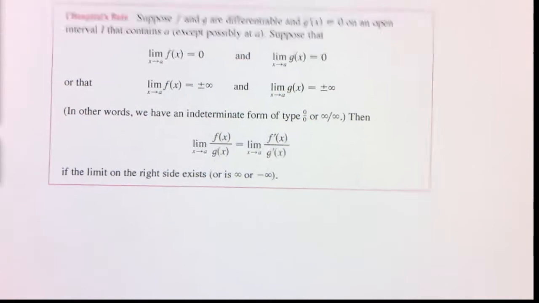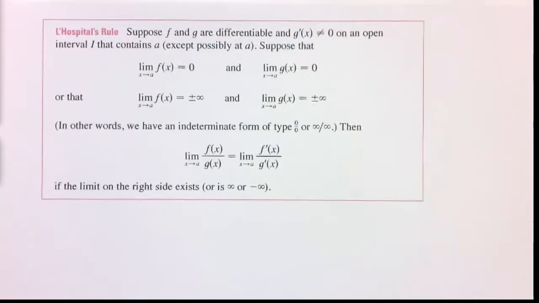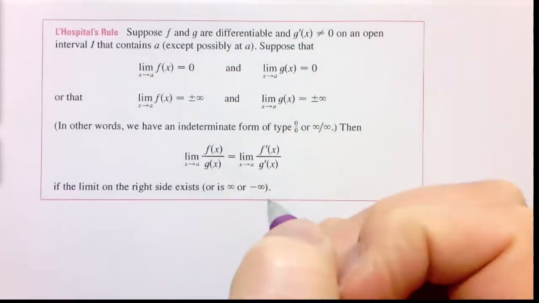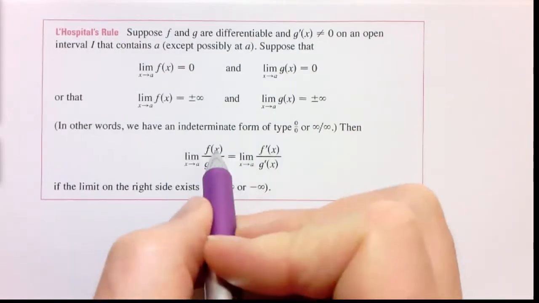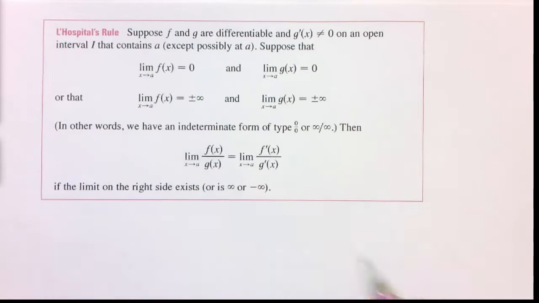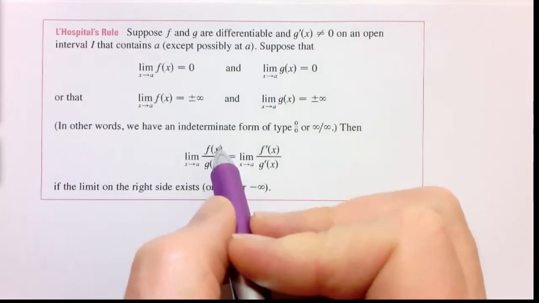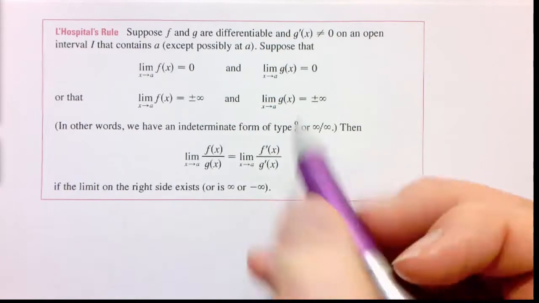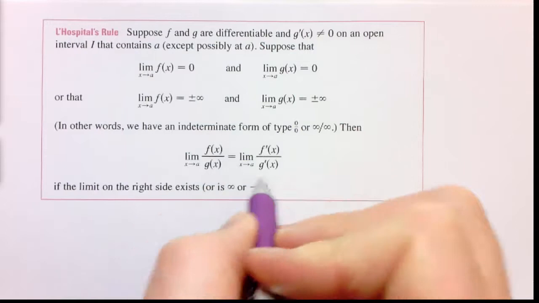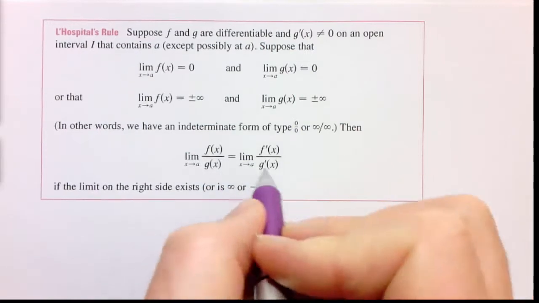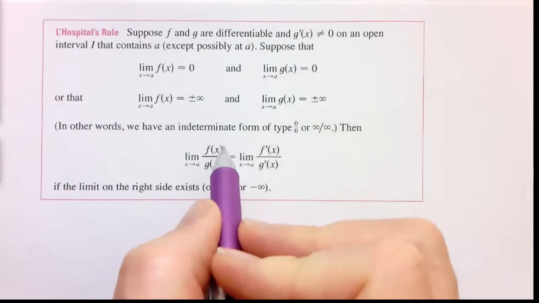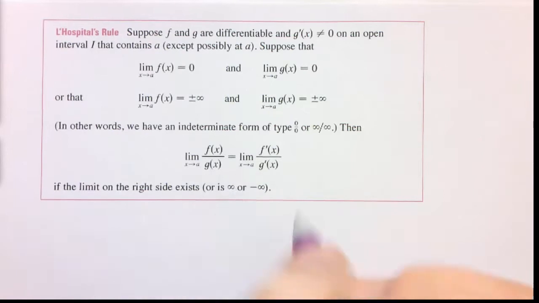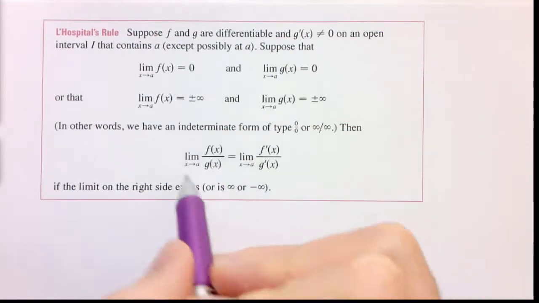All right, so this is directly from your textbook. L'Hopital's rule says that if we're looking at a quotient, and that quotient is of the form 0 over 0 in the limit, or it's of the form plus or minus infinity over plus or minus infinity, then, if this right-hand limit exists, I can instead evaluate this right-hand limit. So what does that say? It says I'm going to take the derivative of the numerator, take the derivative of the denominator, and I get a new limit. And if this limit on the right exists, then it's equal to the original limit.